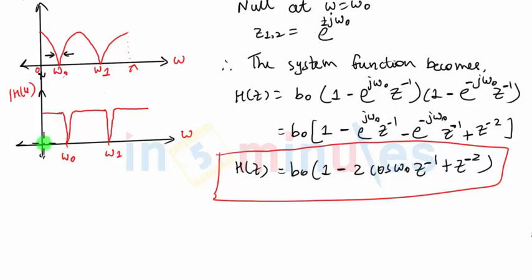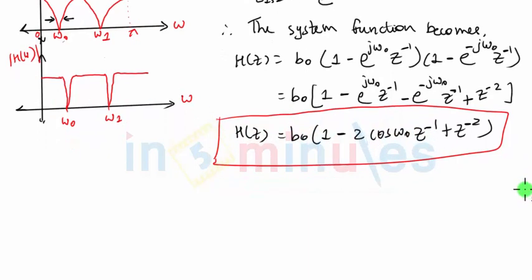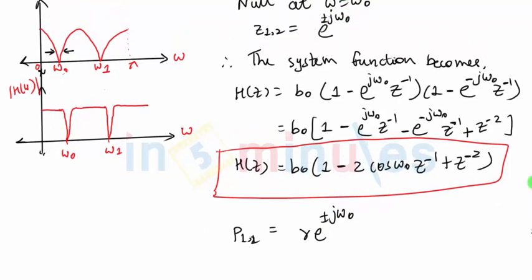So how to do this? How to get a notch with very small bandwidth? To do this, all we have to do is introduce poles in the system function. So suppose that we place a pair of complex conjugate poles. I'm considering complex conjugate poles P1, 2, which are R e raised to plus minus j omega naught. So at the same frequency omega naught at which we have placed zeros, I'm also placing the poles.